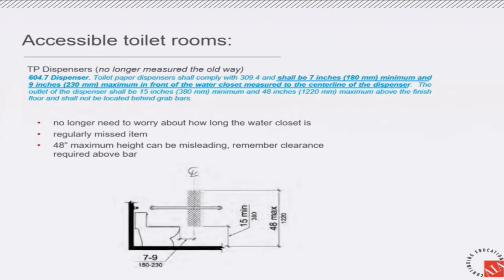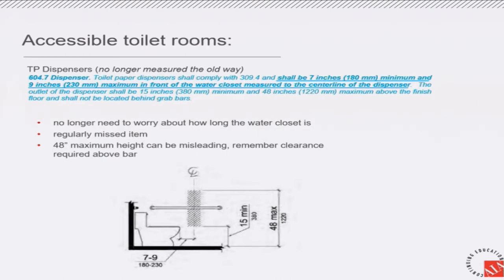Toilet paper dispensers. They are now measured differently. They made my life hard, because to measure this in the field is so much harder than measuring the distance from the furthest extension to the back wall. The center line of the dispenser needs to be within the range of 7 to 9 inches from the furthest projection of the toilet. Which means you get to touch the toilet, which I don't like to do.